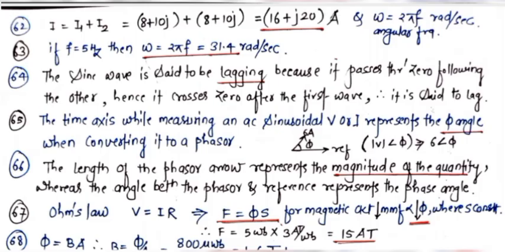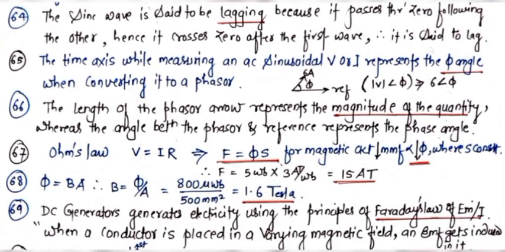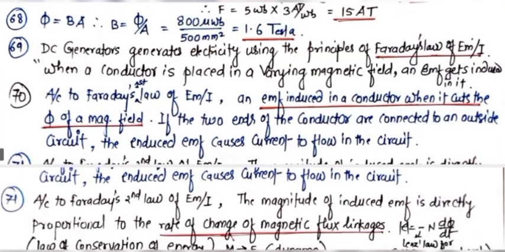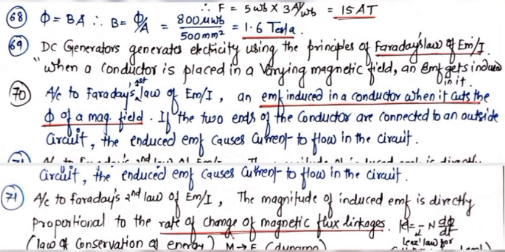Ohm's law, V is equal to IR, is analogous to force is equal to flux times reluctance. For magnetic circuits, MMF decreases directly in proportion to decreased magnetic flux, whereas S is constant. So force is 1580. Phi is equal to BA. B is equal to phi upon A, that is 1.6 Tesla.